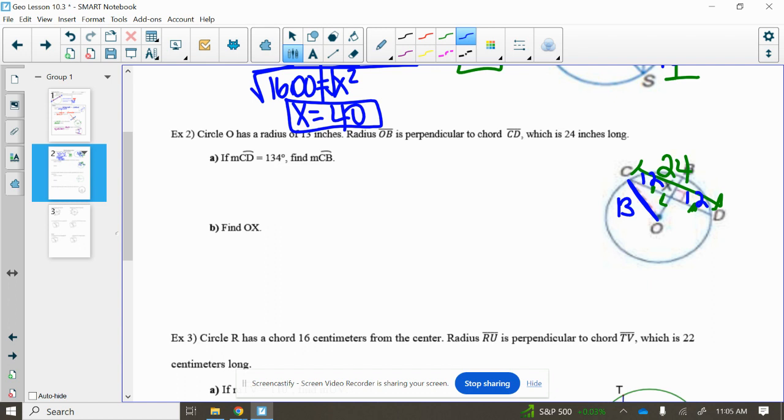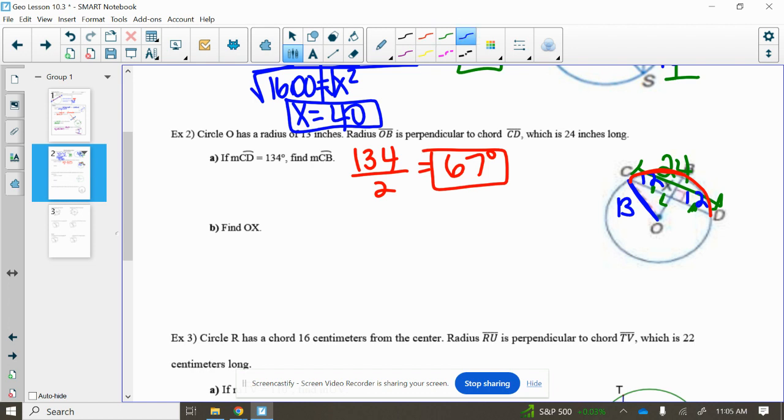And they want us to find a couple of different things. Now, one thing they're also telling us is that the measure from C to D is 134. And if we only want C to B, we know that that perpendicular piece is going to bisect this. So we could take 134, divide it by 2 to get what just arc C to D measures.